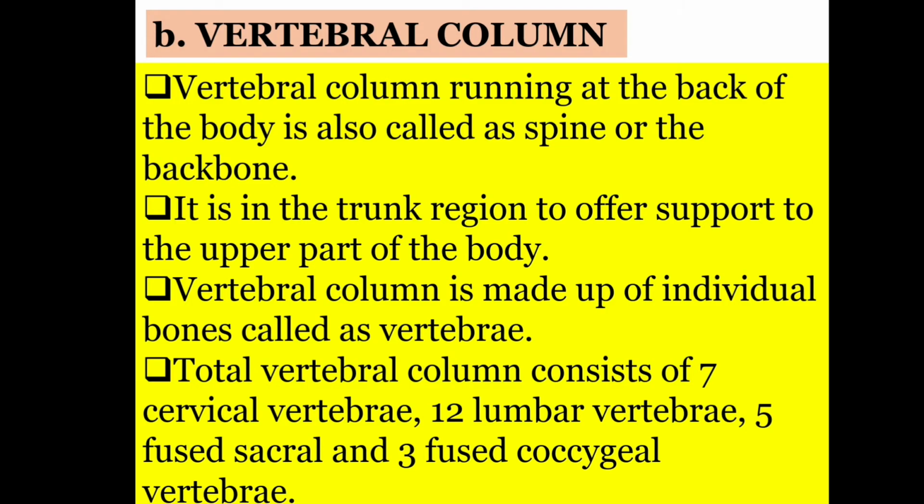Vertebral column. The vertebral column running at the back of the body is also called the spine or the backbone. It is in the trunk region to offer support to the upper part of the body. The vertebral column is made up of individual bones called vertebrae. The total vertebral column consists of 7 cervical vertebrae, 12 lumbar vertebrae, 5 fused sacral, and 3 fused coccygeal vertebrae.